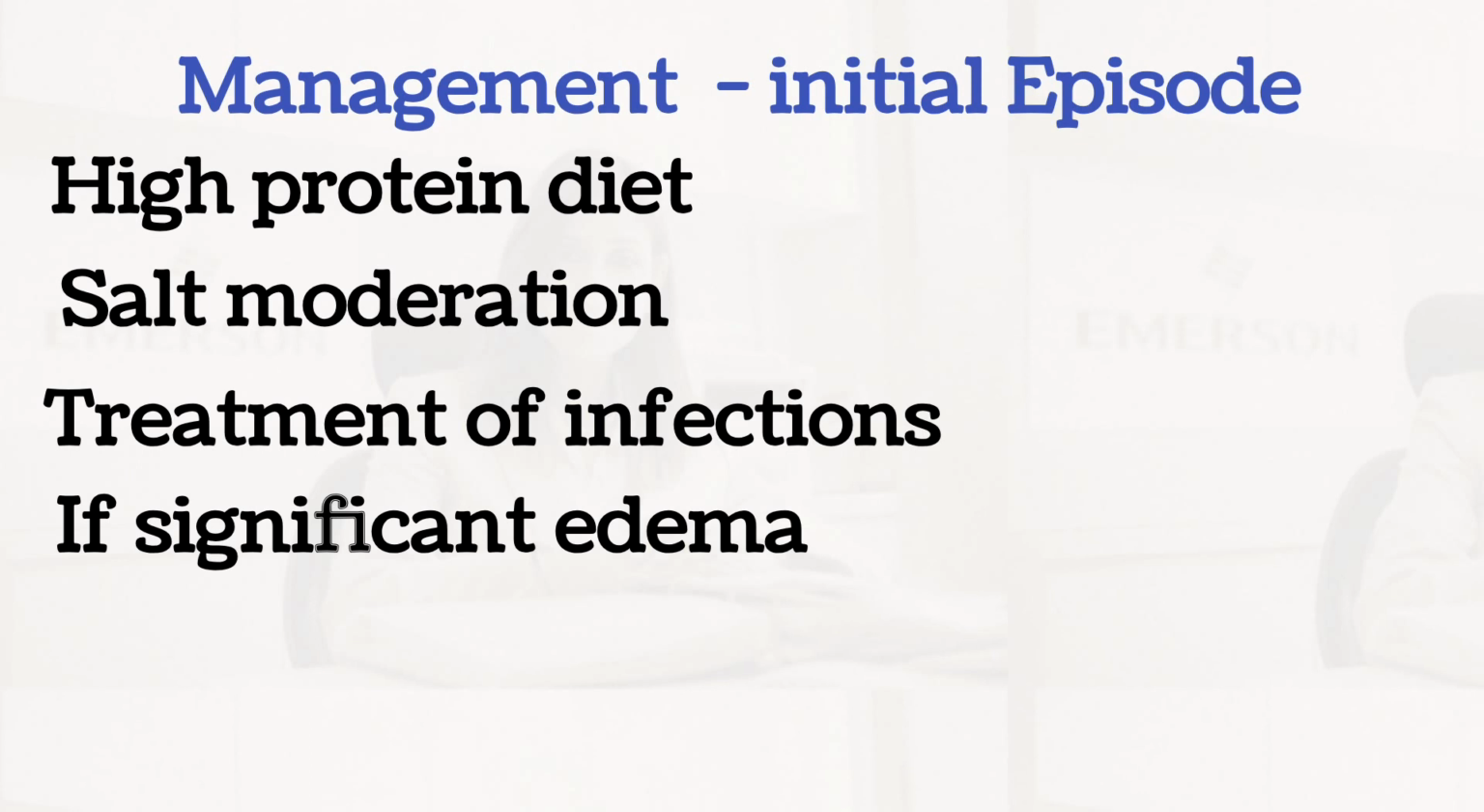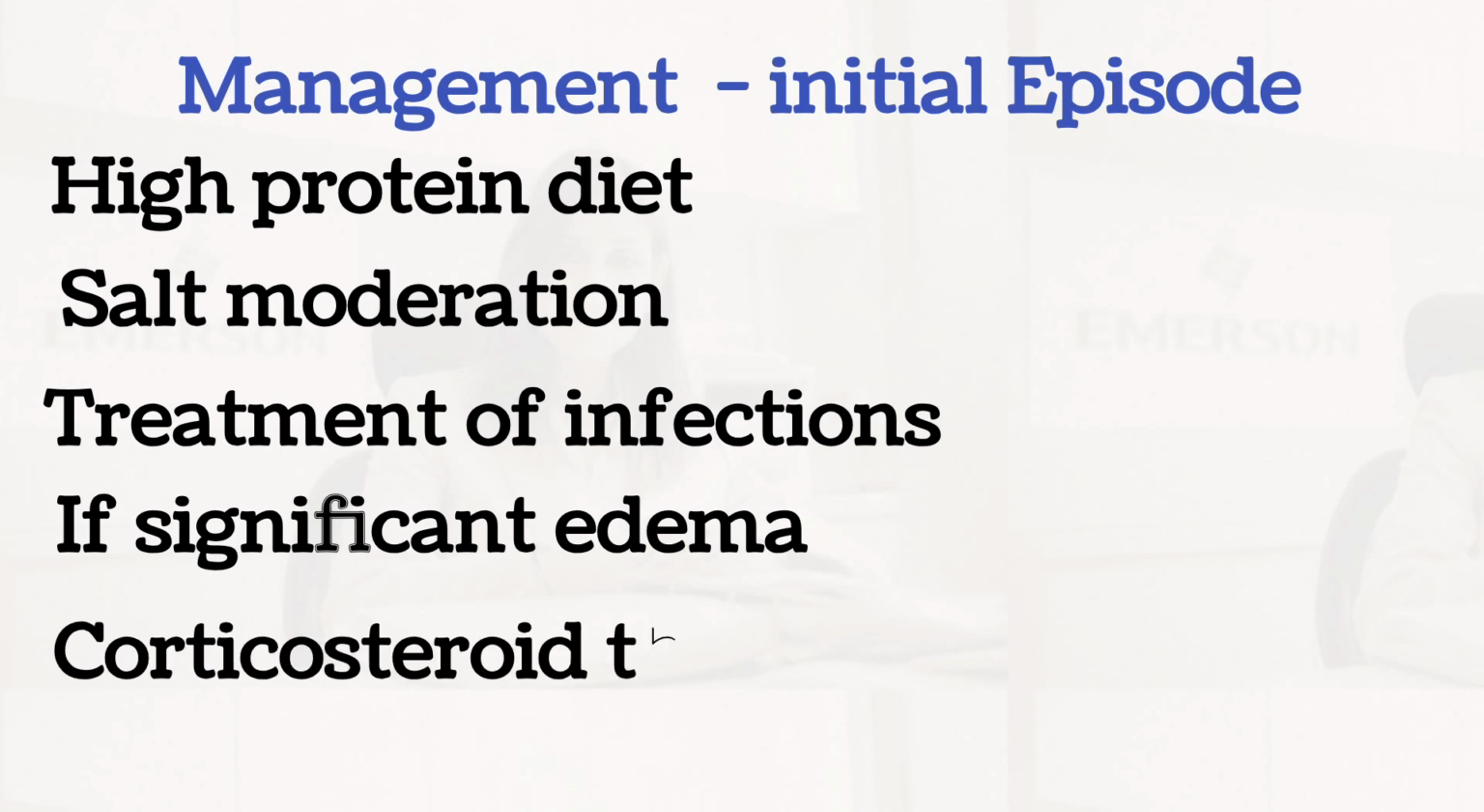Then, of course, the treatment is corticosteroid therapy with prednisolone. You can treat for 12 weeks, divided into 3 parts: the first 4 weeks, second 4 weeks, and the last 4 weeks. For the first 4 weeks, you give 2 milligrams per kg or 60 milligrams per meter squared per day, given once daily. So that's the first 4 weeks. We give 2 milligrams per kg per day orally.